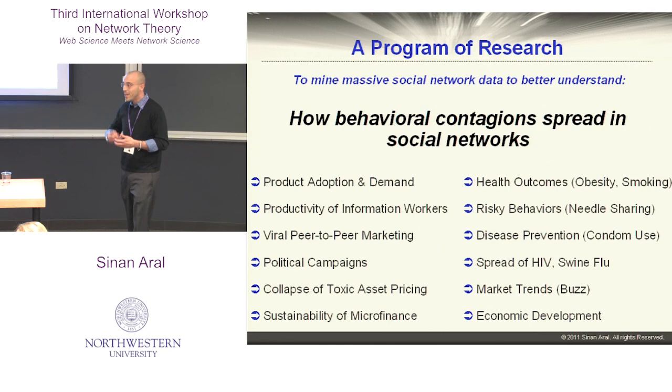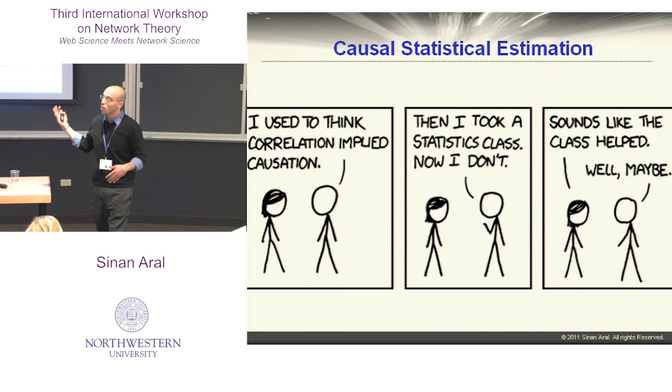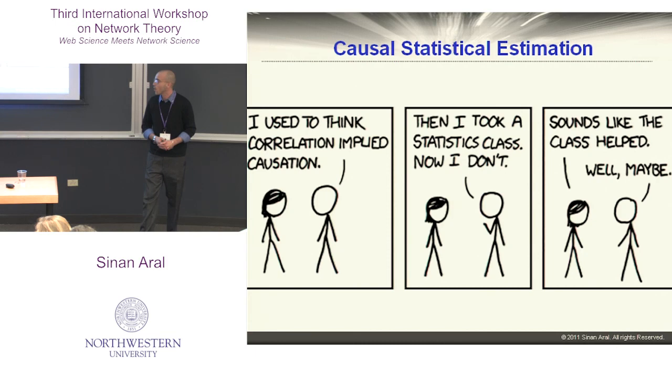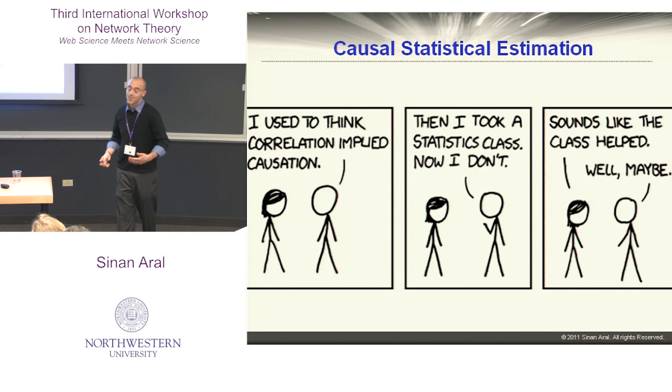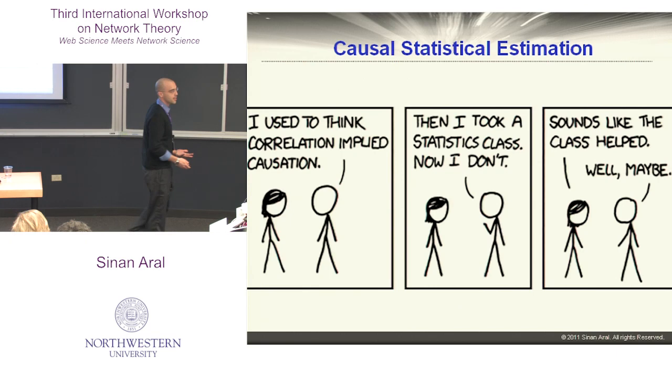Right, so peer-to-peer influence. When you see something cascading through a population, is it that one peer is influencing the other to take on that behavior, or is there something else going on? So I have this cartoon on my door in my office, and it's two friends talking, and one says, I used to think correlation implied causation, then I took a statistics class, and now I don't. And the friend says, it sounds like the class helped, and the guy goes, well, maybe. Right? And the idea is maybe he's selected into this statistics class because he has a proclivity to understand statistics and the class isn't really teaching him to understand this difference as much as this friend might think.